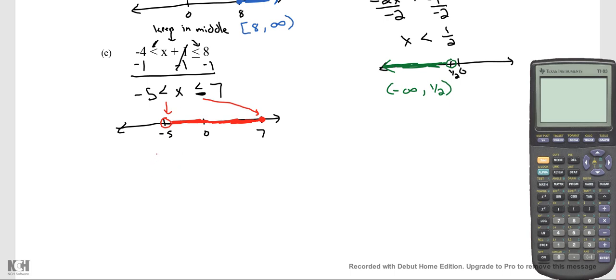When I write this as an interval, I start at negative 5 and I go to 7, always go left to right. And since I had an open circle here, I didn't include the negative 5, it gets a parenthesis. Had a closed circle on the 7, so it gets a bracket. So there's your interval notation for that, negative 5 to 7, parenthesis on the negative 5, bracket on the 7.